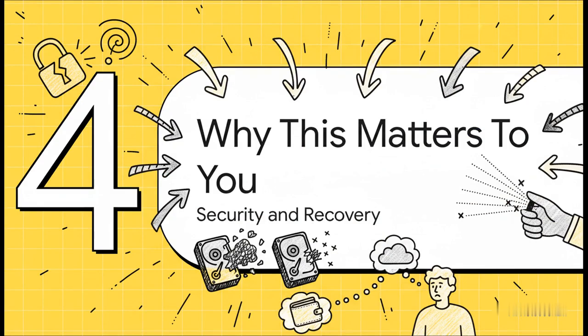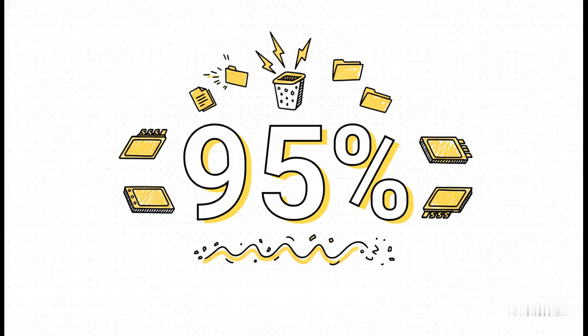Okay, so a lot of tech talk, we get it. But what are the real-world consequences? Why does this actually matter to you? This is where it gets really practical. Research on this is pretty clear. Once you delete a file on an SSD that has trim enabled, and by the way, that's the default on pretty much every modern computer, you can expect that at least 95 to 100% of that data is gone forever, and almost instantly. Trying to recover it becomes next to impossible.